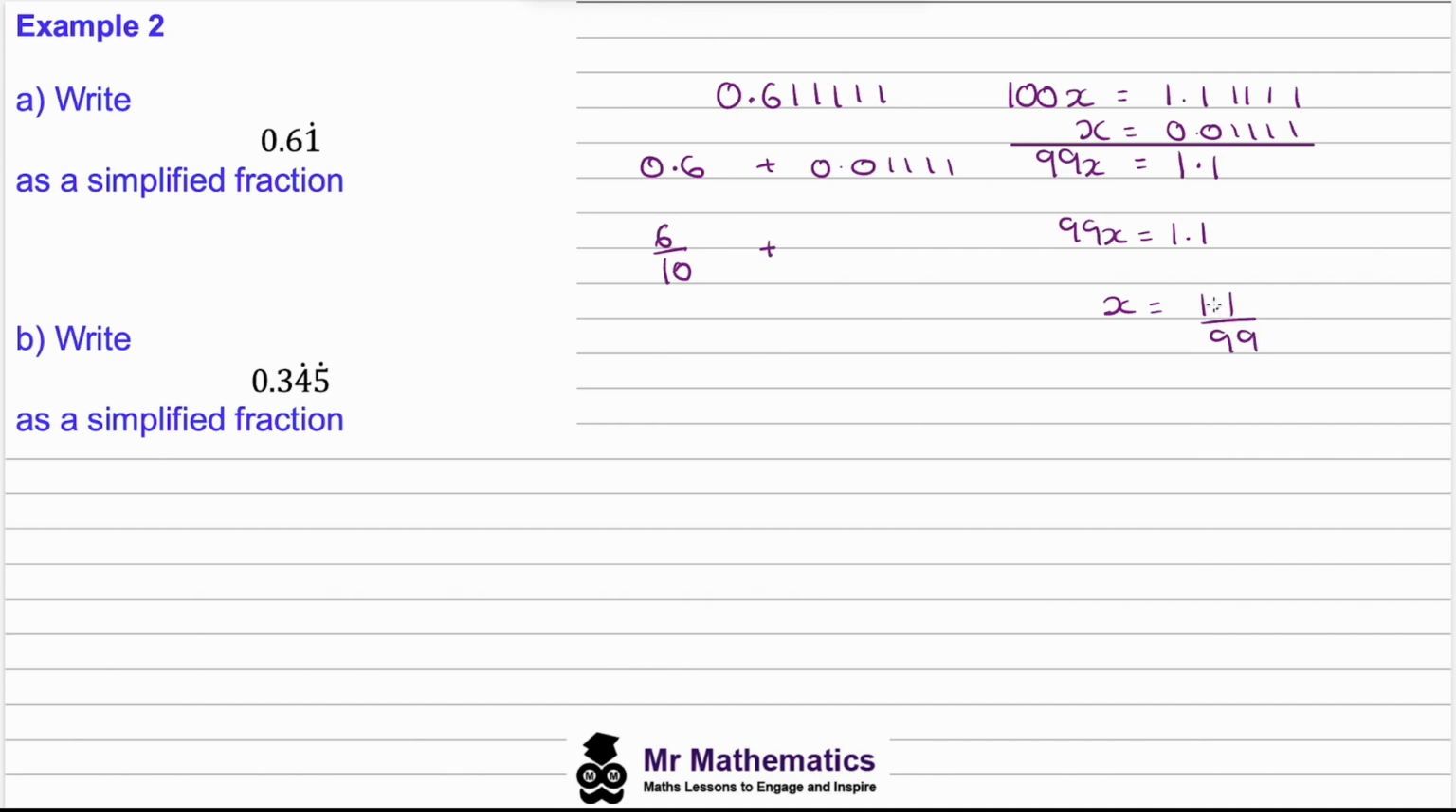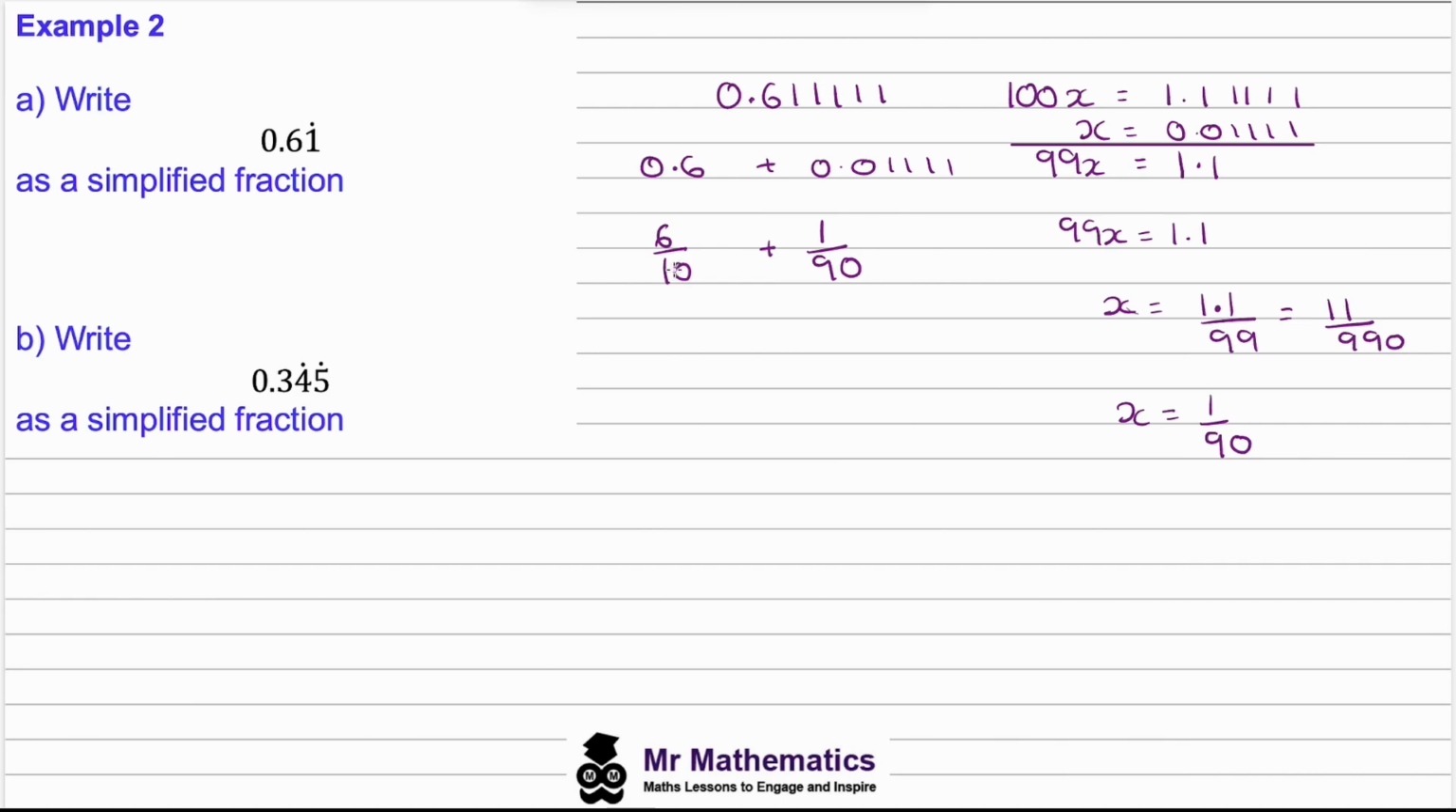Now the problem we have is that our numerator is a decimal. We can easily convert it to an integer by multiplying this by 10. This will give us 11 over 990. Now we can simplify this fraction by dividing both by 11, and we'll get 1 over 90. So this will be our fraction that we need to add to 6/10.